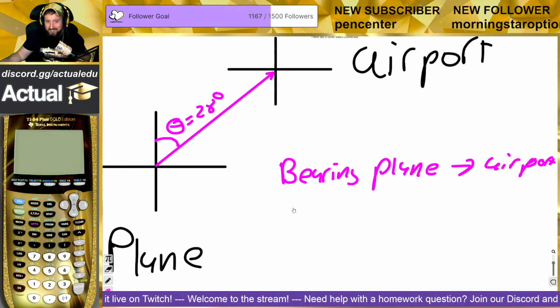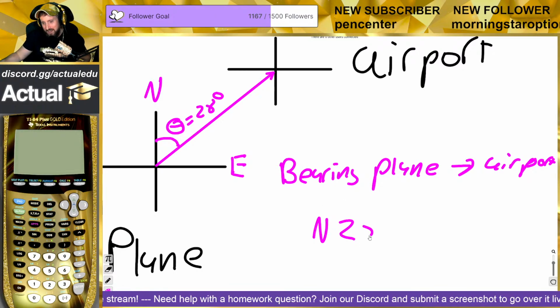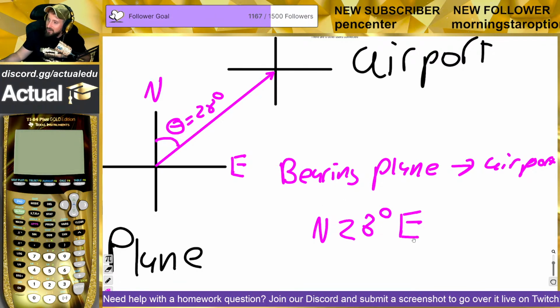Okay, so watch. This is north, right? This is east. So you say north 28 degrees east. Which means it is 28 degrees east of north, right? See how this is? It's east of north.